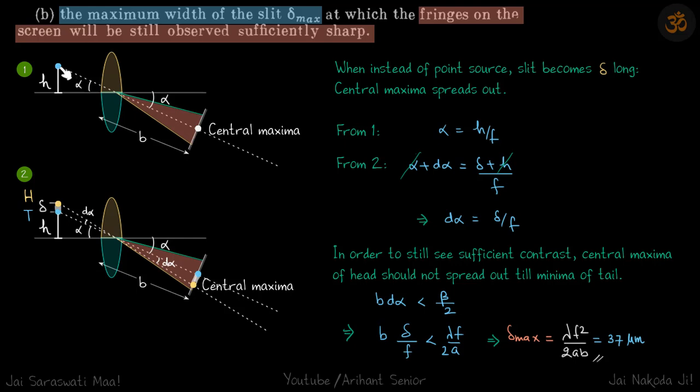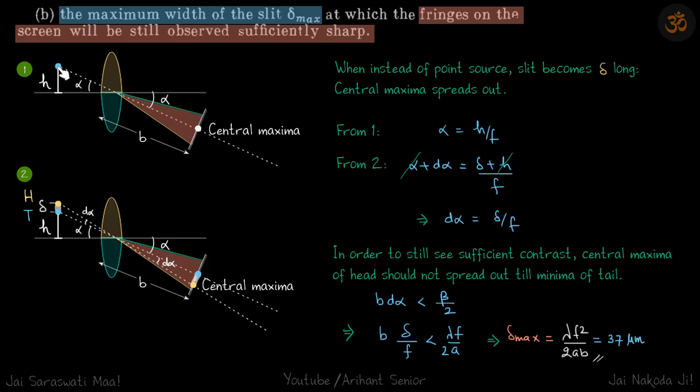So when you take this ray and pass it through the center of the lens, so if you extend that to the screen, that's where central maxima is formed. And let's say it is formed at an angle alpha, so that means this angle is also alpha.